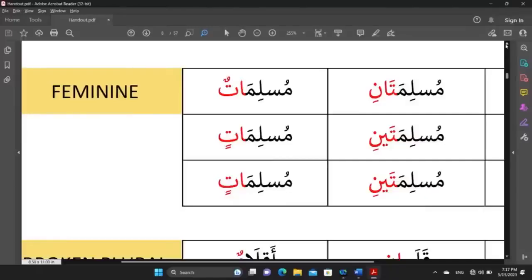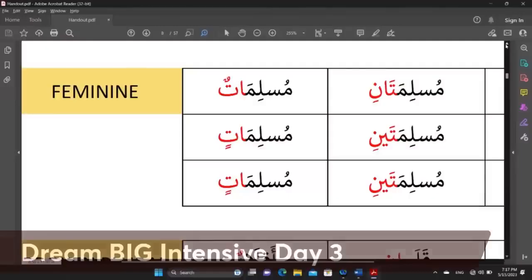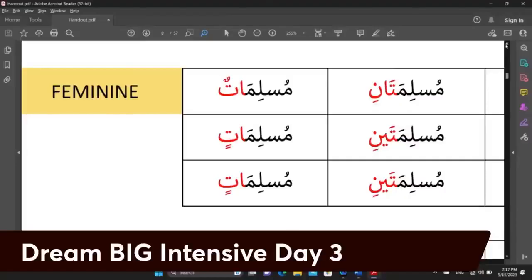Used for humans, meaning used for women, and used for non-human words also. So, for example, what's the word for skies? Samawatun, samawatin, samawatin. Is that a human word or non-human word? But you can see atun, atin on it. Or ayatun, ayatin, ayatin.